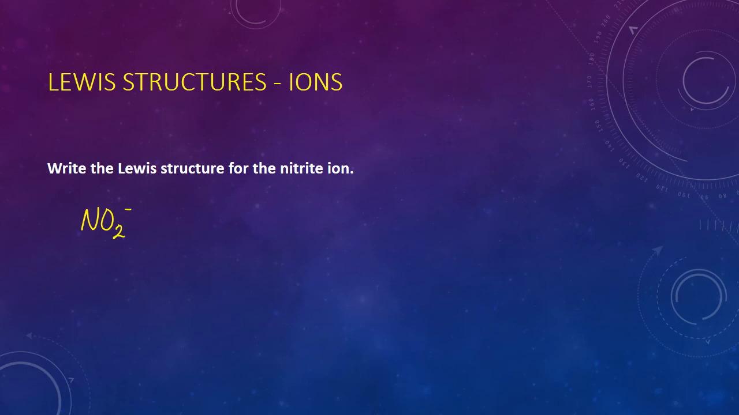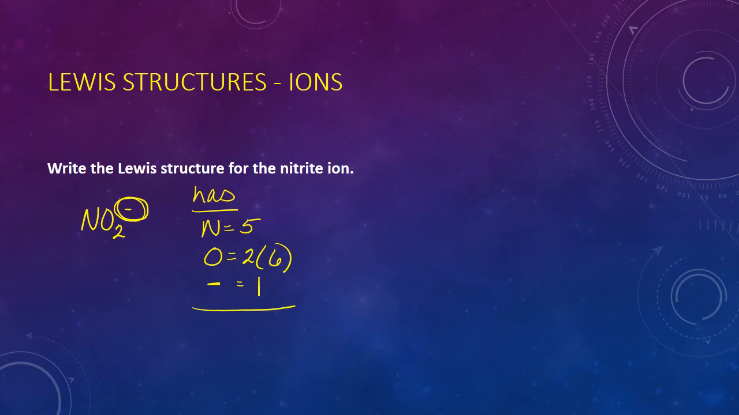Just like before, we need to figure out how many valence electrons this guy has. Nitrogen has 5 valence electrons. Oxygen, there's 2 of them, and each has 6. And you see this negative right there? That negative means we have 1 more valence electron. Now we can add them all up. 12, 13, and 18 electrons. Now for the wants.